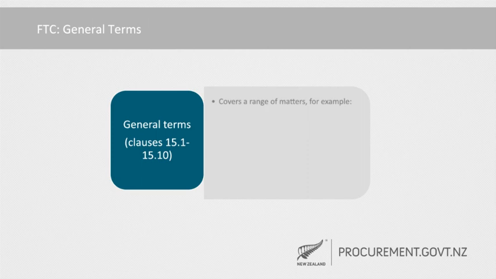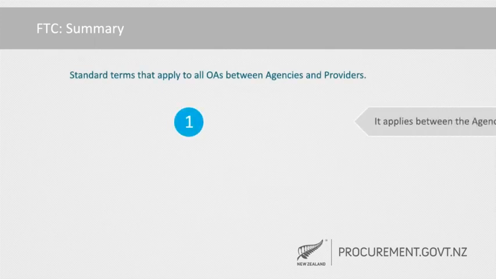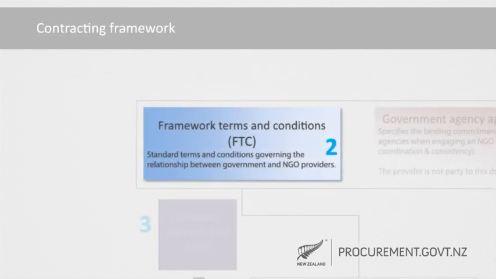like relationship between agencies who are party to the same outcome agreement. That is, an agency can't represent other agencies. Variation process, subcontracting and assigning processes, comply with laws, notices, conflict of interest, and more. To recap, the framework terms and conditions are standard contractual terms that apply to all outcome agreements between agencies and providers. They are incorporated into each outcome agreement by reference. The framework terms and conditions sets out the obligations of the provider and the purchasing agencies for the services being purchased under each outcome agreement.